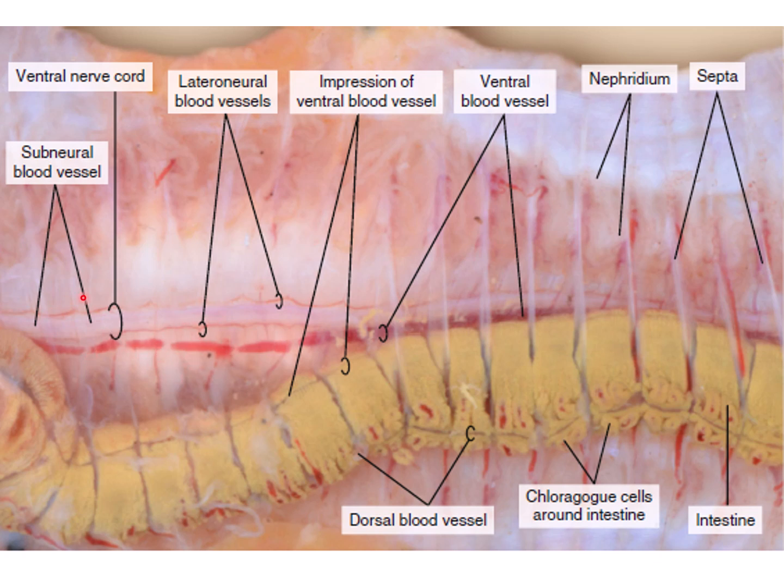And when we retract the nerve cord, we can see the subneural blood vessel, and then the lateroneural blood vessels appear, running along both sides of the nerve cord. So the dorsal blood vessel acts as the vein, and the ventral blood vessel acts as an artery, or it is like the aorta.